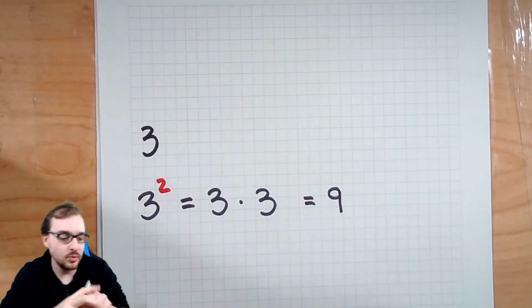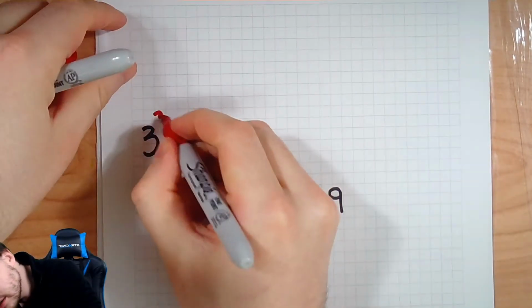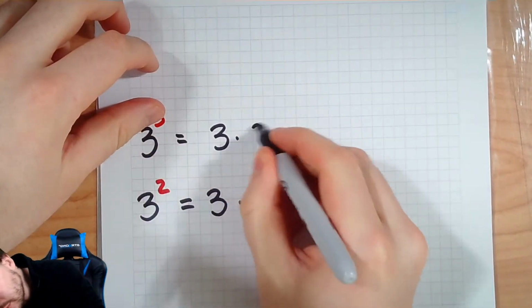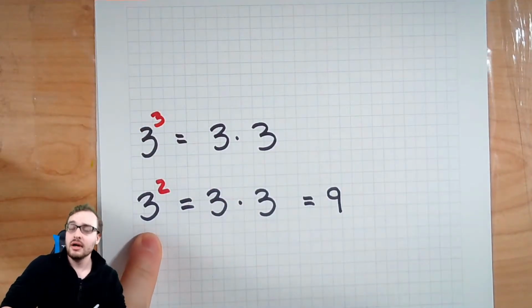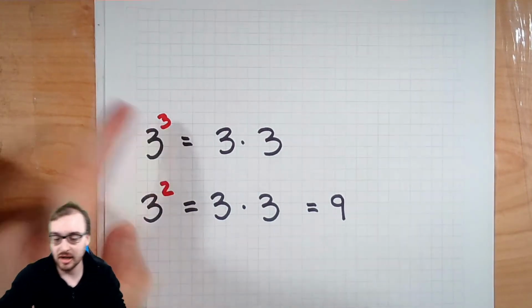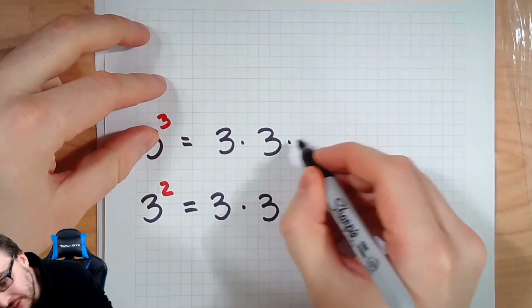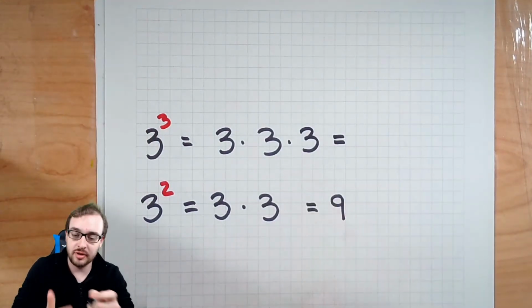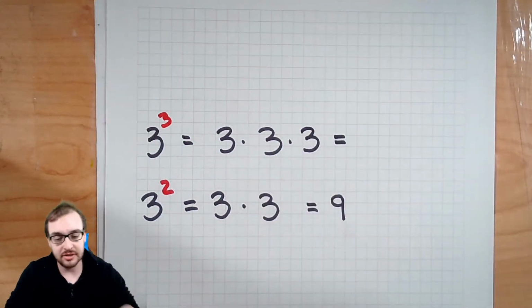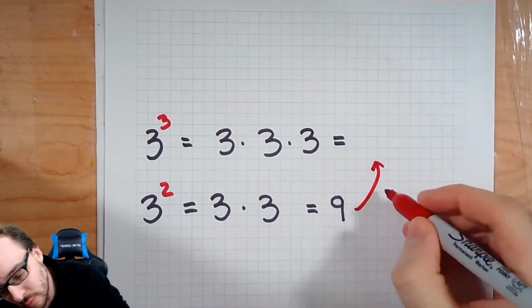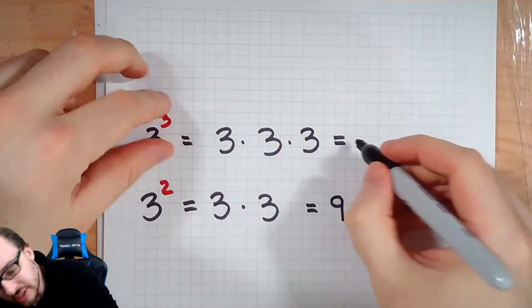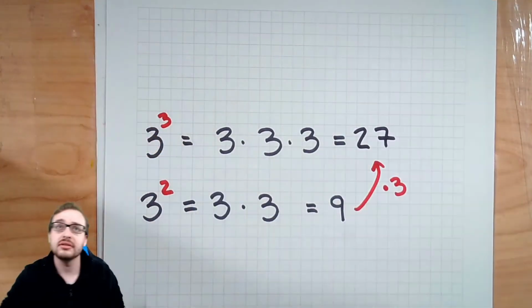3 cubed, we said, was going to be 3 times 3. So 3 squared, but with 1 extra 3 tacked on there. And by tacked on, I mean multiplied on, right? So now it's going to be whatever we had before, but just times an extra 3. So I can do this, or I can just say, look, it's whatever we had before, but times an extra 3, right? And if I do that, 9 times 3 is 27, which is exactly what this is.